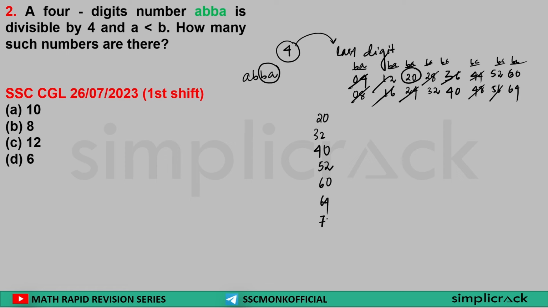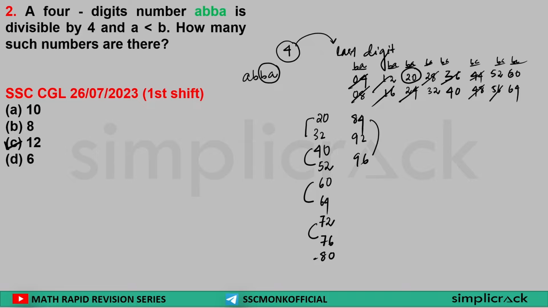Then what is possible? 72, 76, 80, 84. 88 cannot be possible. So directly 92, 96. So how many numbers are there? 2, 4, 6, 8, 9, 3, 12. So how many numbers are there? 12 numbers are there. Clear? Basic question, and these sorts of questions are nowadays asked in UPSC CSAT as well.